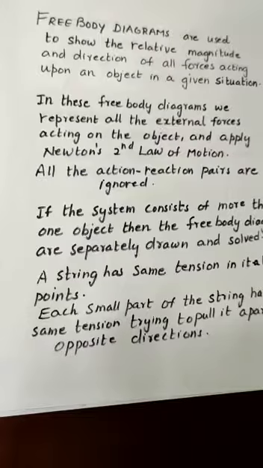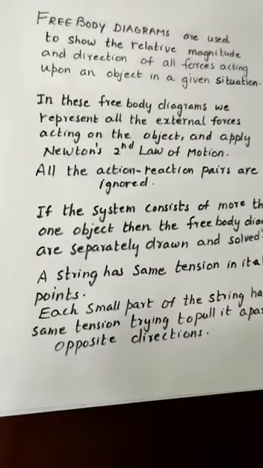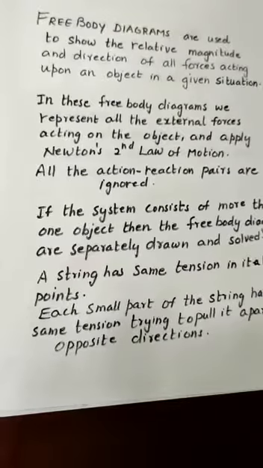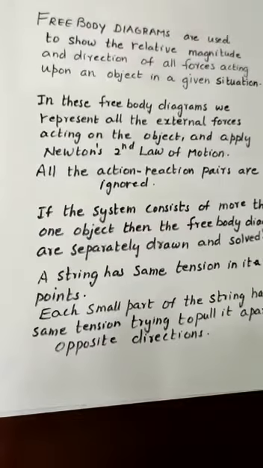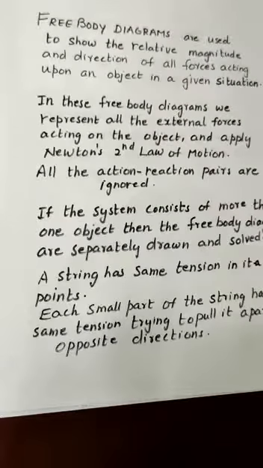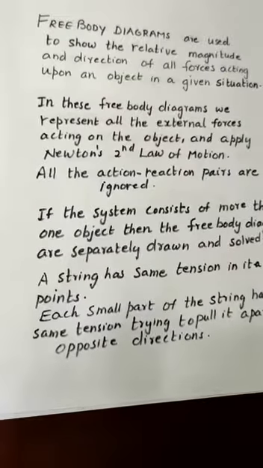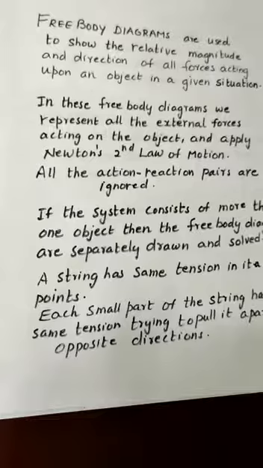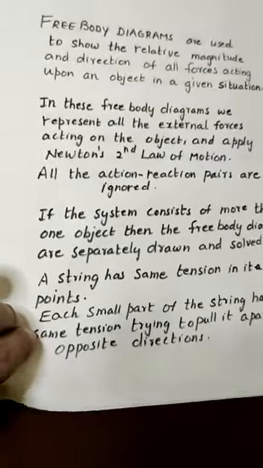If you take the case of a string, all along the length of the string, the same tension exists at all the points. Each small part of the string has the same tension, trying to pull it apart in opposite directions. Let us now look at a few examples to make the concept of free body diagrams clear.